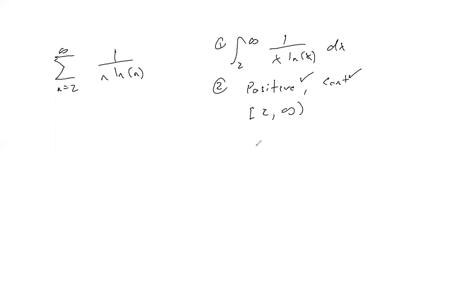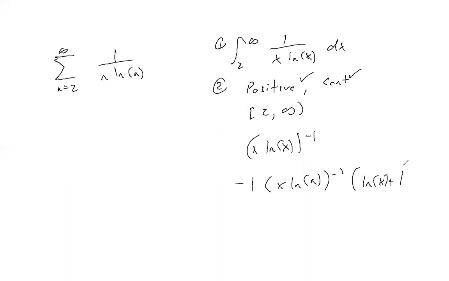Decreasing. To find decreasing, we need to show the derivative is negative. So let's rewrite this as x ln of x to the negative 1. What's the derivative of this? It'd be negative 1 times x ln of x to the negative 2, times the derivative of what's inside, that'd be ln of x plus 1. Okay, so is this going to be negative on this interval?